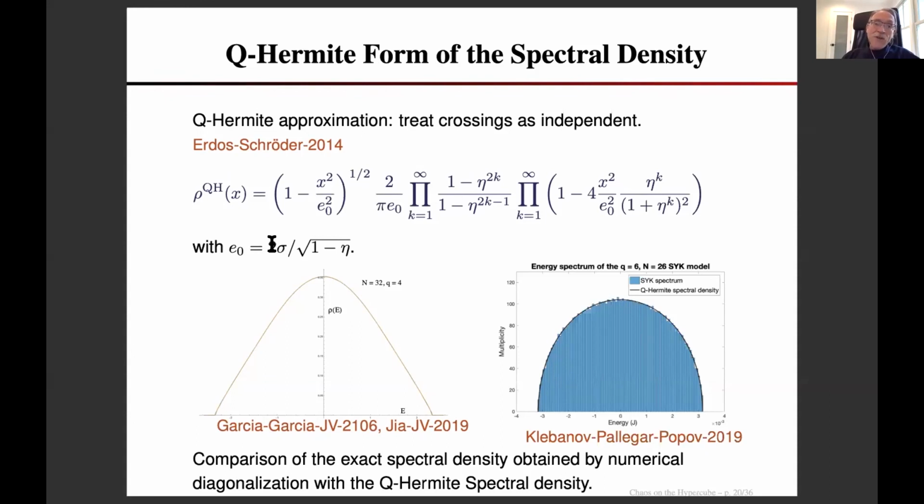This would, for the SYK model, also be the variance of the Hamiltonian. The sigma squared is trace h squared. And then there's a factor, square root of 1 minus eta. This eta would be cosine phi for the hypercubic model. You might say for phi equal to 0, it becomes 1, and then E0 is actually infinite.